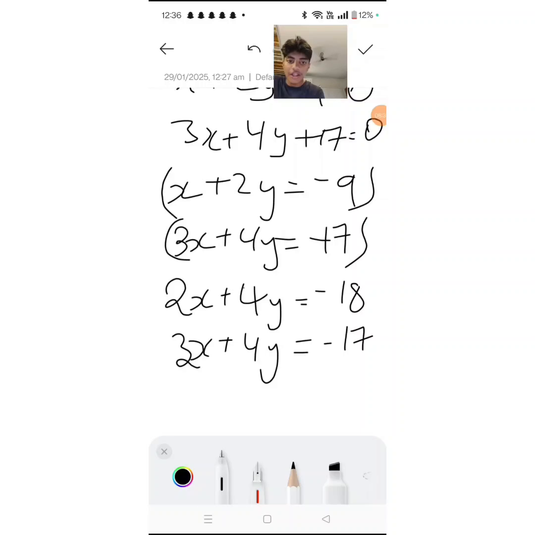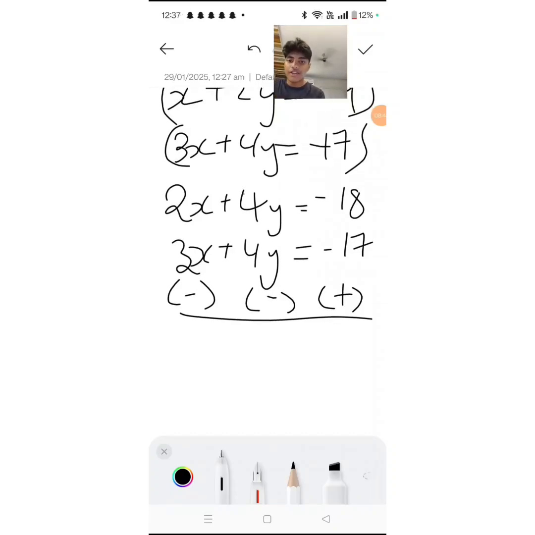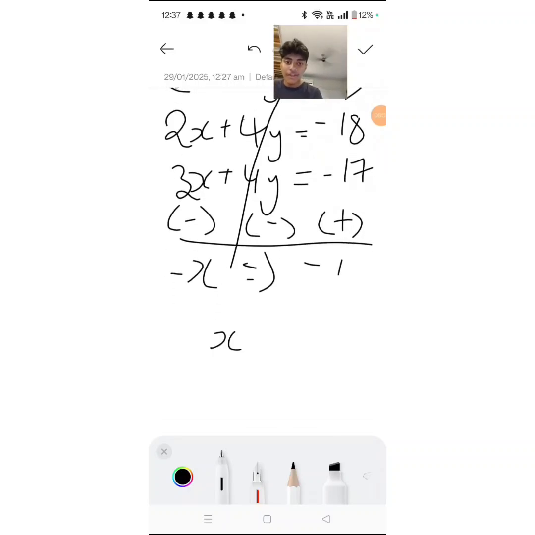Now what you're going to do is, whenever you multiply something, you always have to change a sign. So I'm going to change this sign, and this sign, right? So what am I doing ultimately? I'm cancelling this off. So this is minus x, and then this cancels off, is equal to minus 18 plus 17, which is just minus 1. So x is equal to 1, right? The value of x we got is 1.